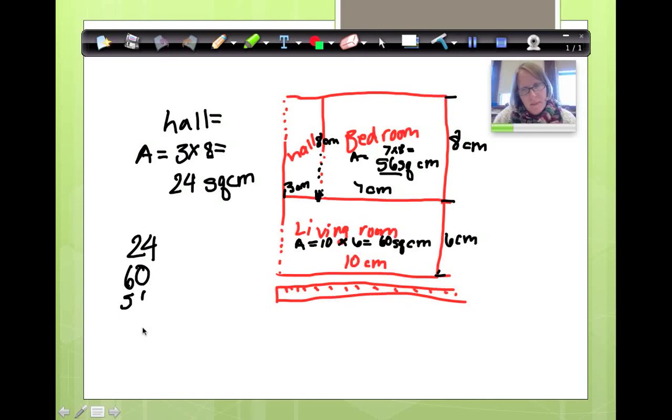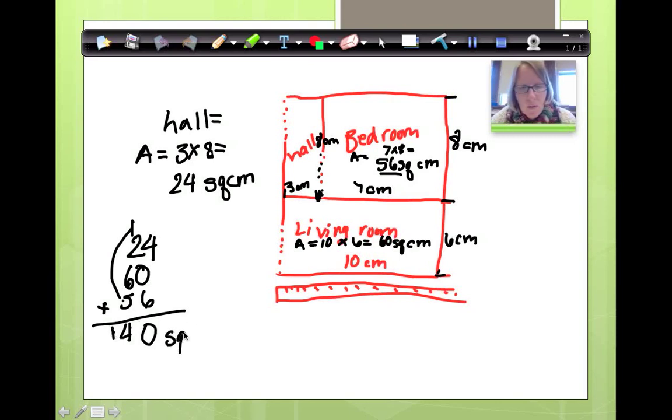4 and 6 is a 10. I'm going to make this be a 6 right here. So 6 plus 6 is 12, plus 2 is 14. So this is 140 square centimeters.